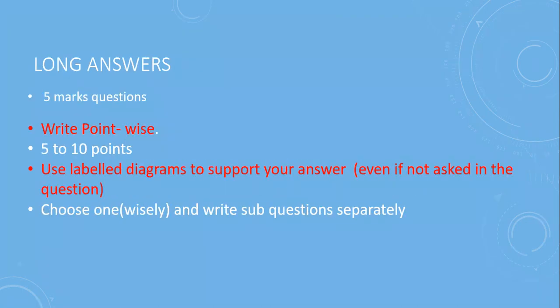Section E, long answers. There are 5 mark questions, 3 questions. Each question has an option. So again, write point wise, 5 to 10 points. Each point could carry half a mark or 1 mark depending on what the question is. Use labeled diagrams because 5 mark questions will most probably have diagrams which you can supplement with your answer even if it is not specified in the question.